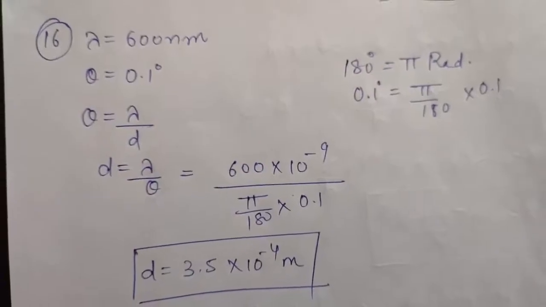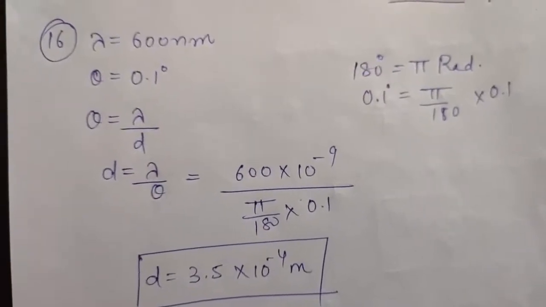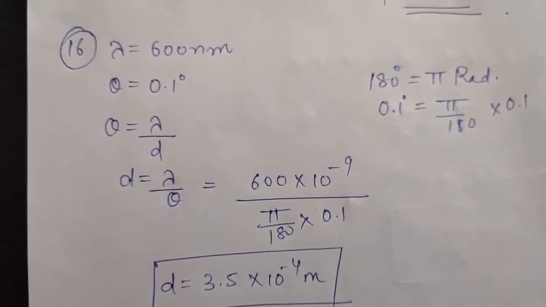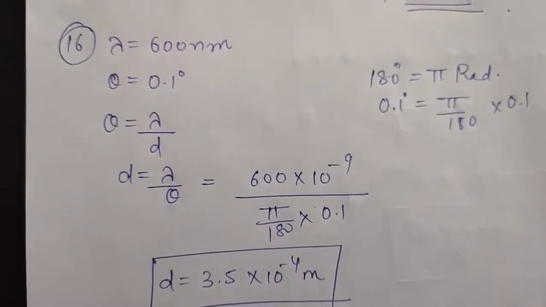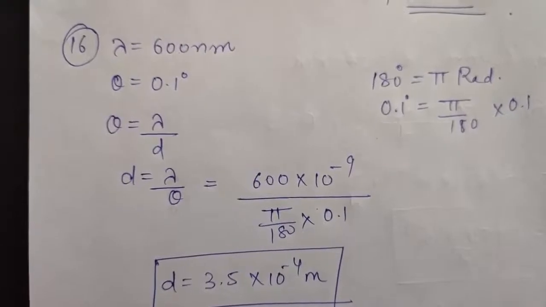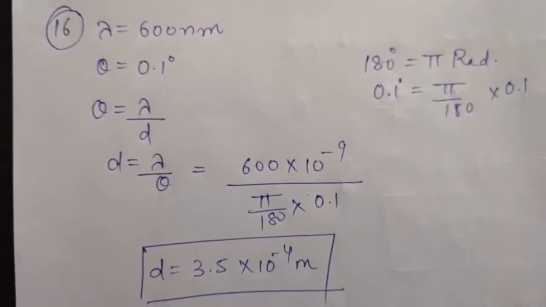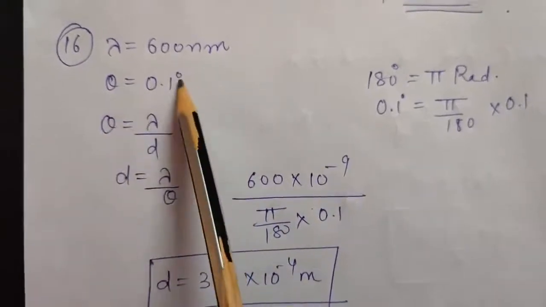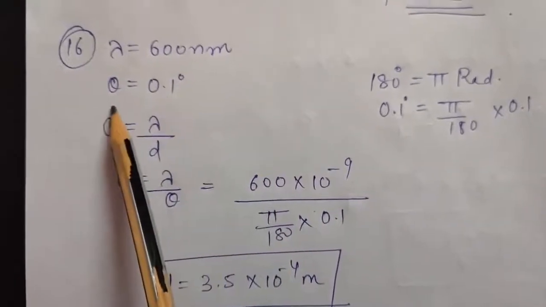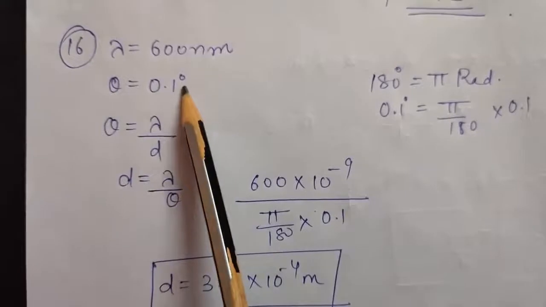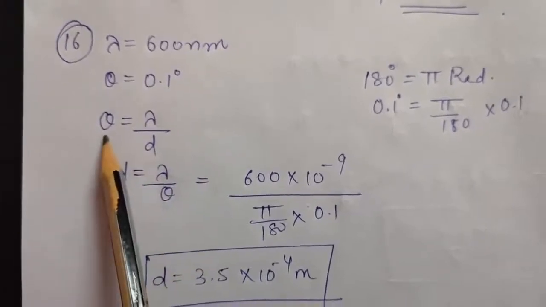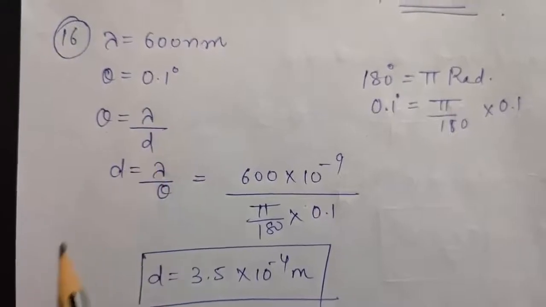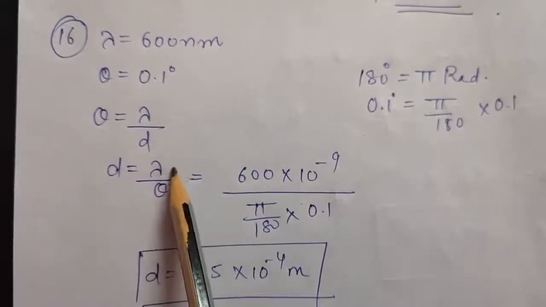Okay, now in question number 16, you are given that in a double slit experiment using light of wavelength 600 nanometer, the angular width of a fringe formed on a distant screen is 0.1 degrees. What is the spacing between the two slits? So lambda is given to be 600 nanometers. Angular separation is given to be 0.1 degrees. Now as I told you in the last lecture, angular separation is lambda by small d. From here, small d will come to be lambda by theta.